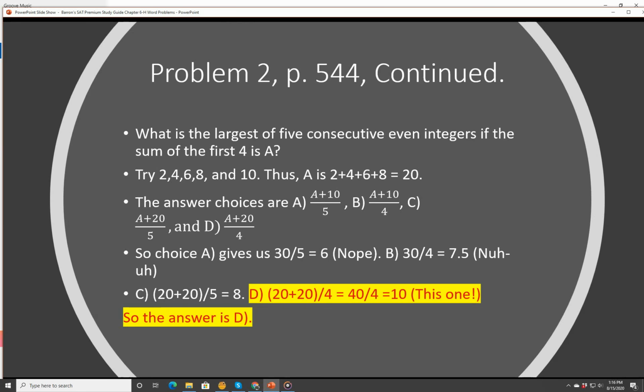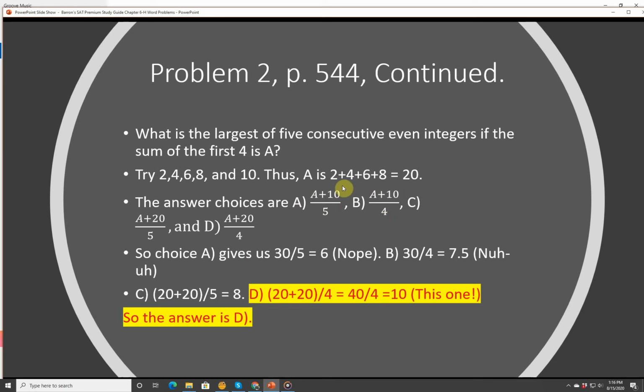Problem 2, page 544, continued. So again, what is the largest of 5 consecutive even integers if the sum of the first 4 is A? So we're going to take 2, 4, 6, 8, and 10. Again, A is equal to 20. So the answer choices are A plus 10 over 5, A plus 10 over 4, A plus 20 over 5, and A plus 20 over 4.